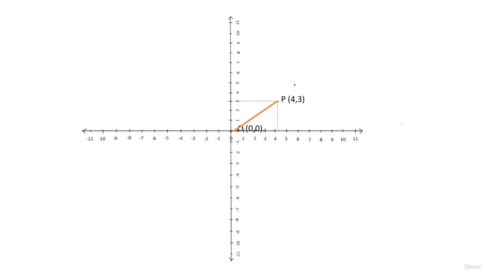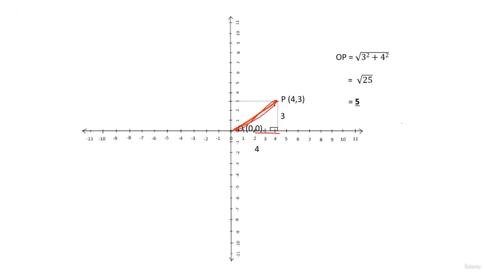Okay, now previously we studied how to locate the point P having coordinates 4, 3, right? Now we'll try to understand the distance of this point P from the origin. What we observe is that we have the vertical distance as 3 and the horizontal distance as 4. And I want to find out this distance here.